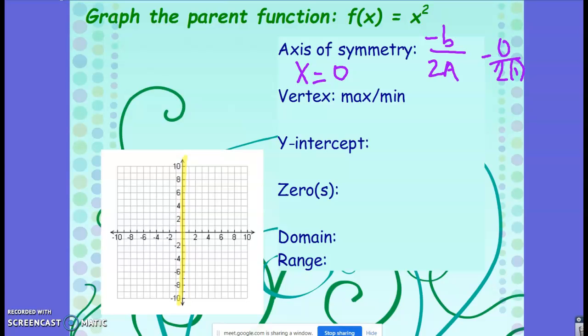Okay. Next, we are going to try to find our vertex. Well, the reason we start with the axis of symmetry is because it gives us the x value of our vertex.